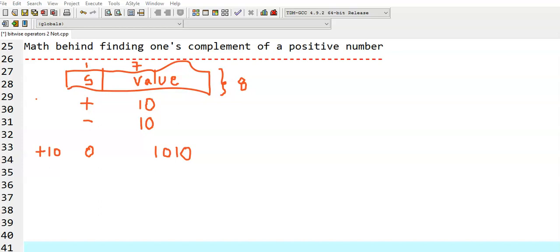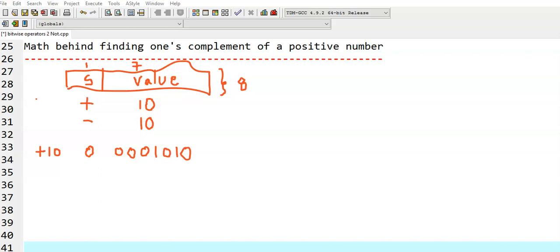Here plus 10 means the sign value is 0 and the magnitude value is 1010. Here we got only 4 bits. To represent it in 7 bits, we add 3 zeros before 1010. Now this value entirely covers 8 bits, so this value is equal to plus 10. In this fashion, positive numbers are represented in the computer system. 0 in the sign value indicates a positive number. 1 in the sign value indicates a negative number. In this video, we talk about only positive numbers. In the next video, we talk about negative numbers.